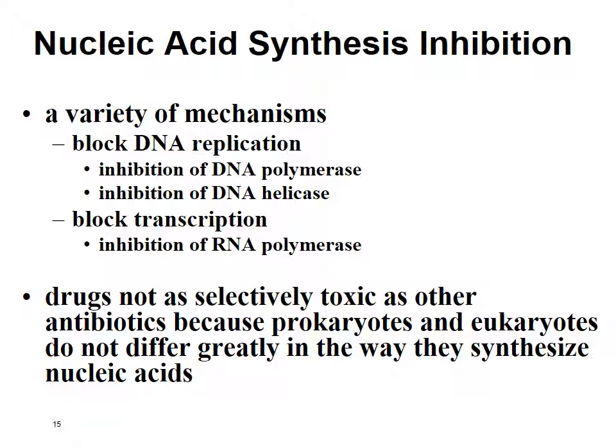Our next group of chemotherapeutic agents work by inhibiting nucleic acid synthesis. So they actually function by inhibiting DNA polymerase, DNA helicase, or RNA polymerase. So this effectively blocks processes of replication or transcription respectively. These drugs are not as selectively toxic as other antibiotics because prokaryotes and eukaryotes don't actually differ a great deal with respect to nucleic acid synthesis.